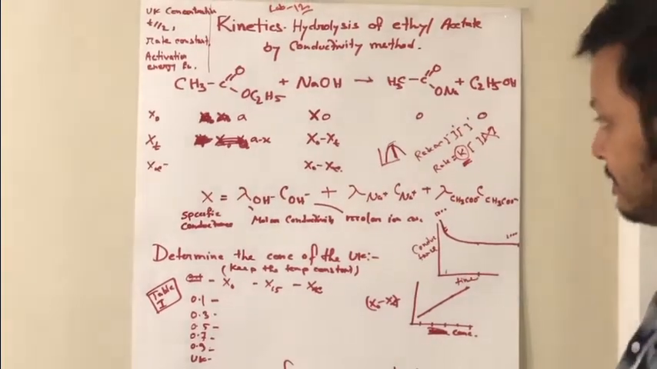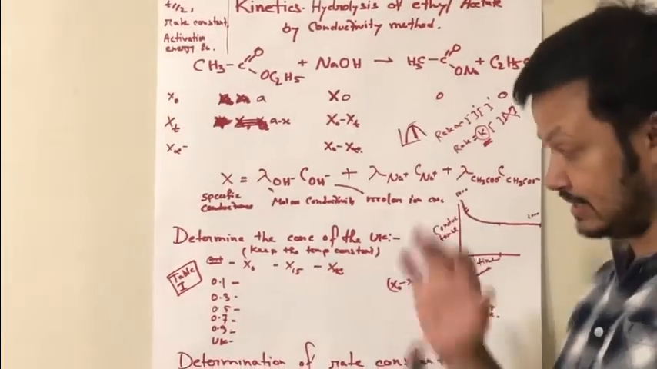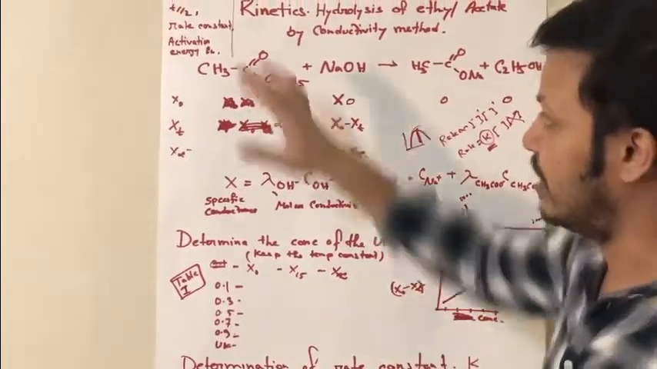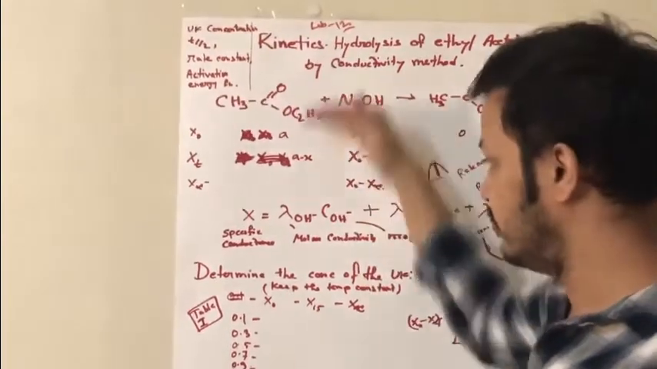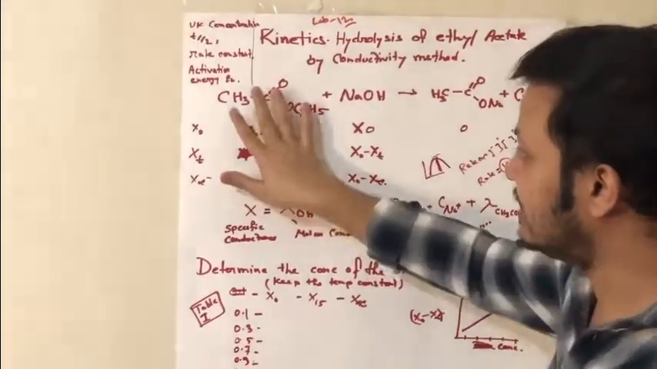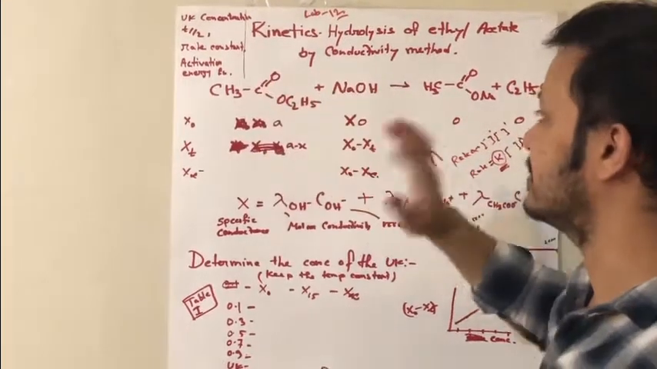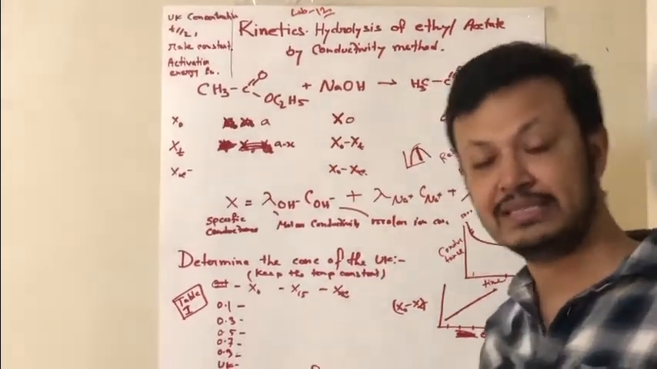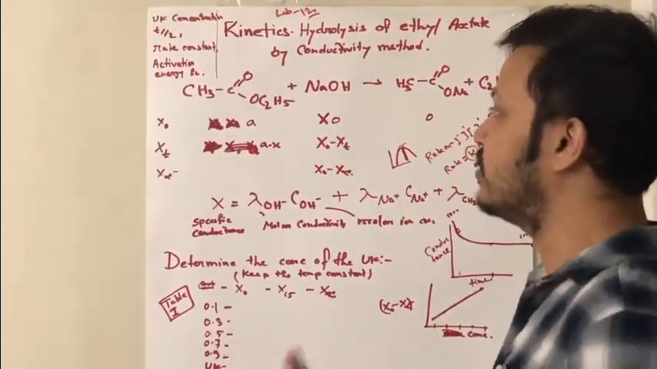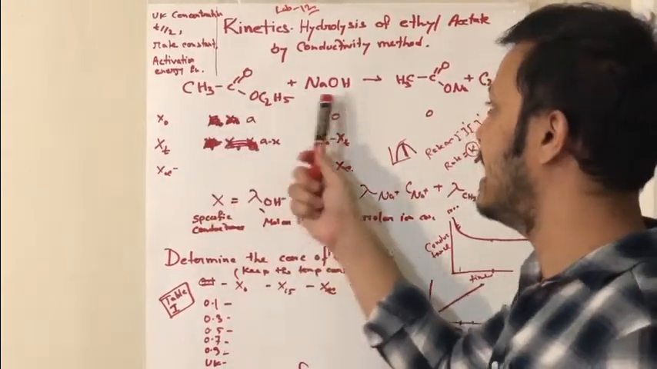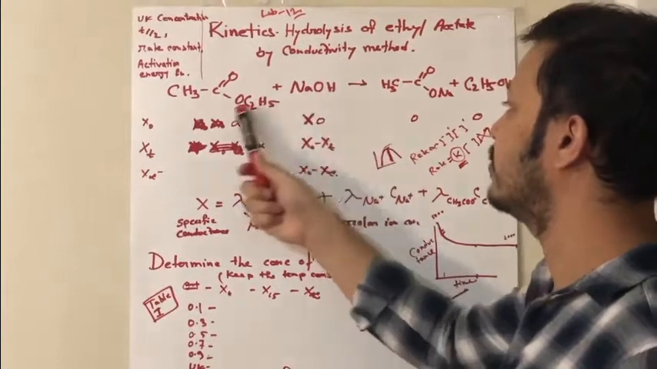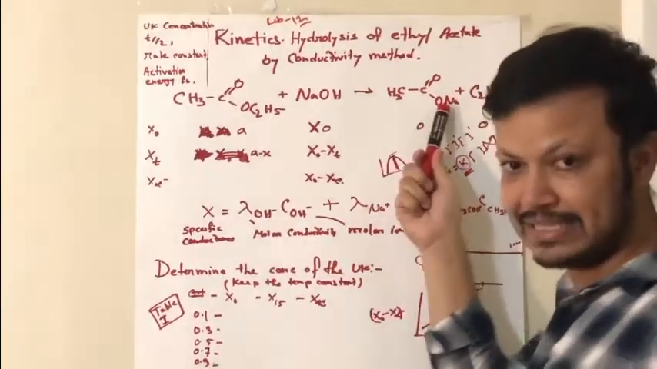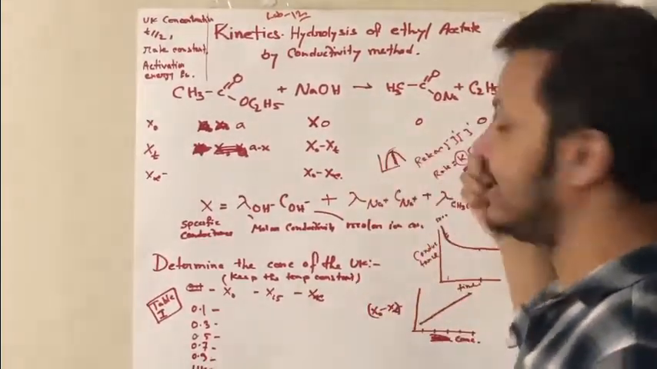Now I am explaining what we are going to find out from this lab. Ethyl acetate and sodium hydroxide hydrolysis is called the basic hydrolysis. There is also acidic hydrolysis, but this is the basic hydrolysis. So what's going to happen? This is the ethyl acetate and sodium hydroxide. These two are going to form sodium acetate and alcohol.